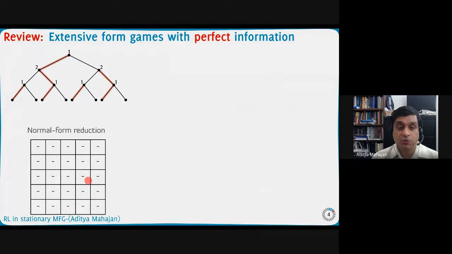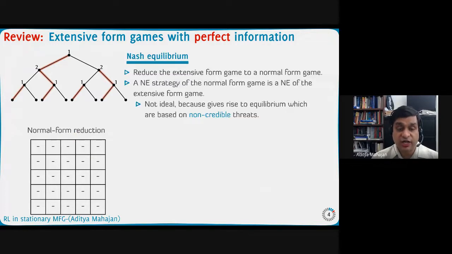One can do a normal form reduction of the game. That is, enumerate all strategies of all players. So let's say if I had this two-player game, I could list all possible strategies for player one, all possible strategies for player two, and for every pair of strategies for player one and two, I could compute the payoff for player one and player two and get the bimatrix representation. So the standard notion of Nash equilibrium in this setting is to do the normal form reduction of the extensive form game and look at Nash equilibrium of the normal form game. And any Nash equilibrium of the normal form game is a Nash equilibrium of the extensive form game.